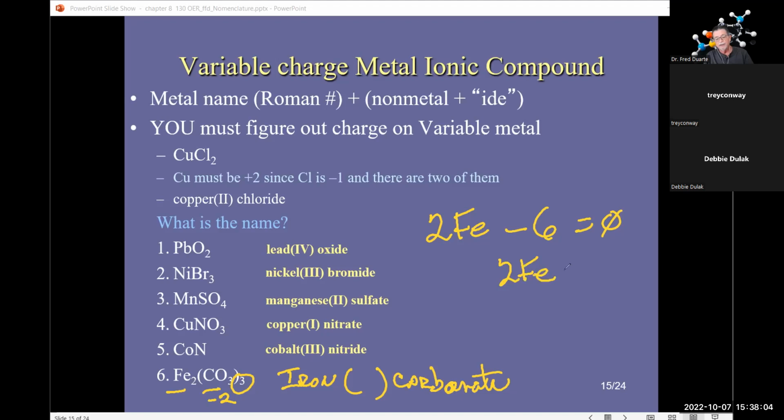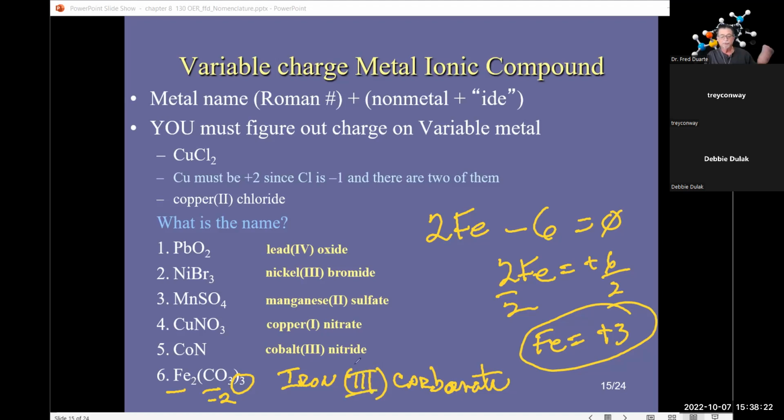So 2Fe equals +6, divide by 2 all the way through. So iron is equal to +3. So this iron here must be +3. So the name is iron, Roman numeral 3, carbonate.